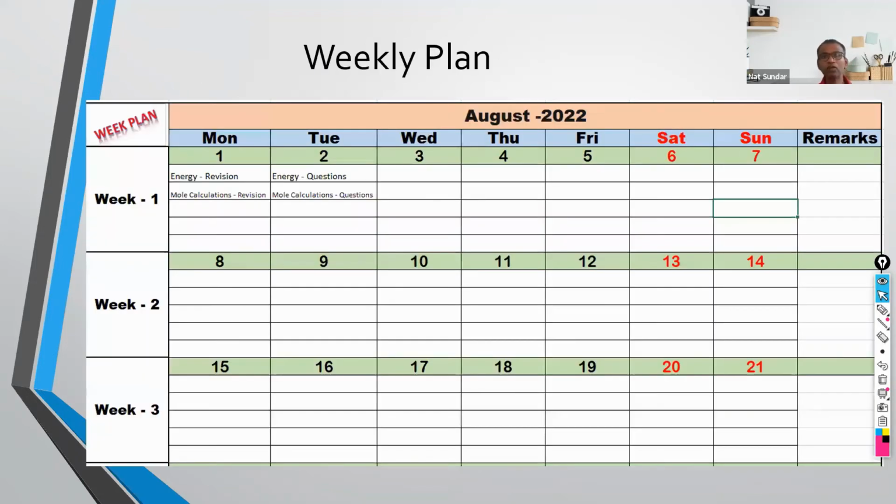That is the weekly plan. This is kind of a template I put together. For a particular month, you just break it down into multiple weeks, and for each and every week, for each and every day, what are you going to do? Are you going to do the revision? Are you going to do the questions? Which day are you going to do it?